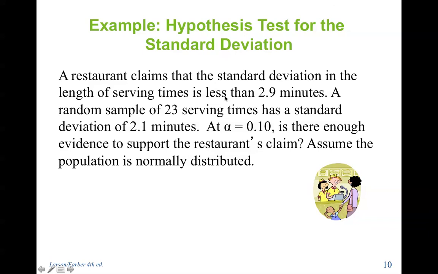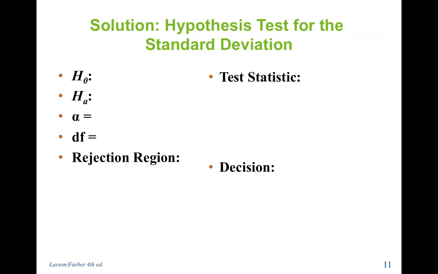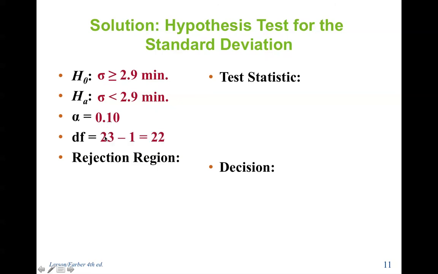They say it is less than 2.9. So what's our claim going to be? Well, if theirs is less than 2.9, for H0 we have to go the opposite, greater than or equal to 2.9. So this is technically our claim this time. The null is. We go to look at our problem, and our alpha is 0.1. 23 people were in the survey that we did. Minus 1 equals 22. Now let's draw our rejection region. Since this is less than, we know it's going to be left-tailed.